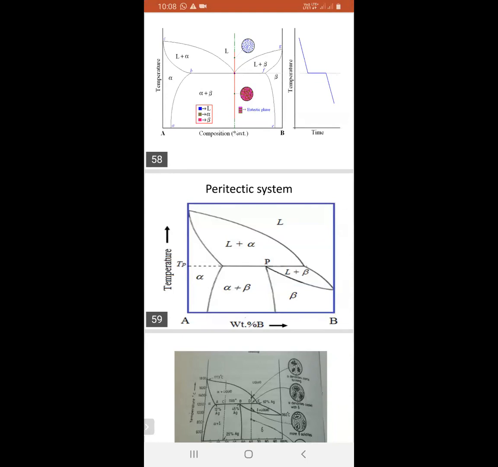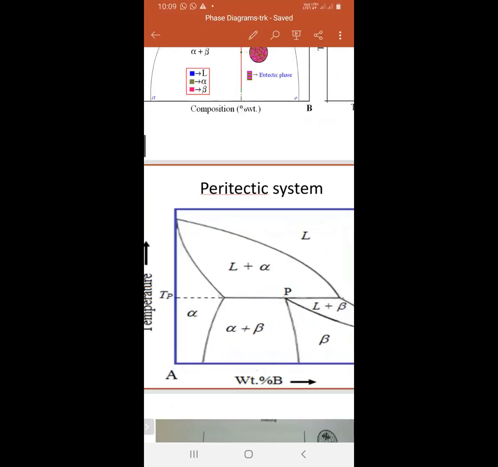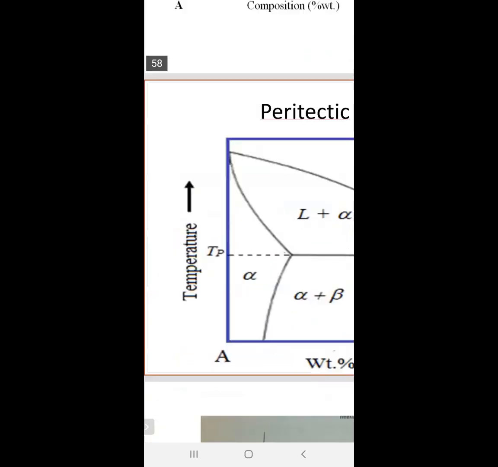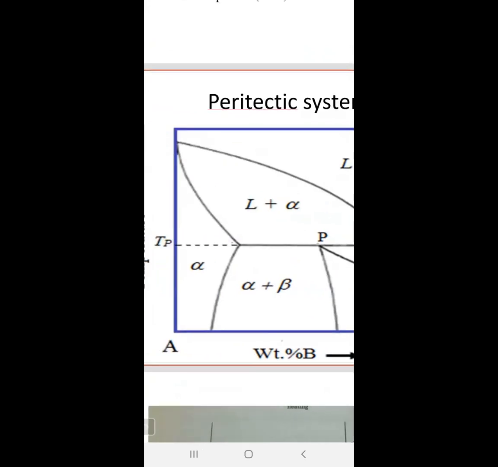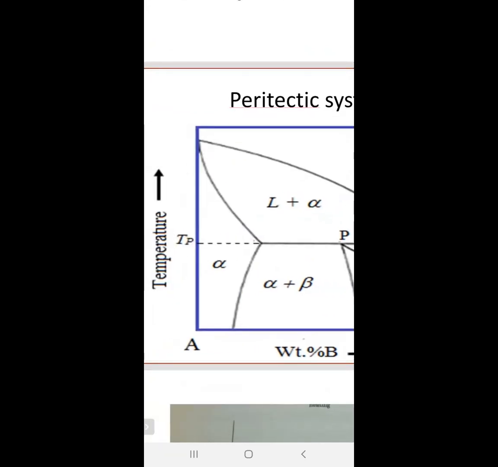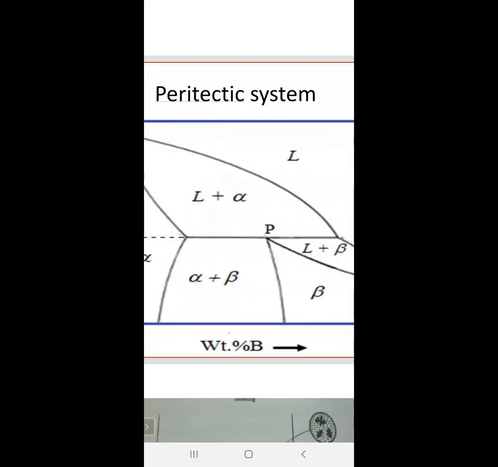Here liquid, then when you cool, it forms solid alpha plus liquid. Then when it reaches one constant isothermal temperature, that is the peritectic temperature, it is indicated by TP.